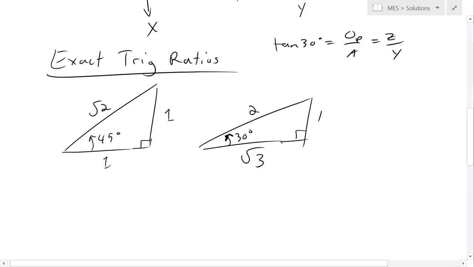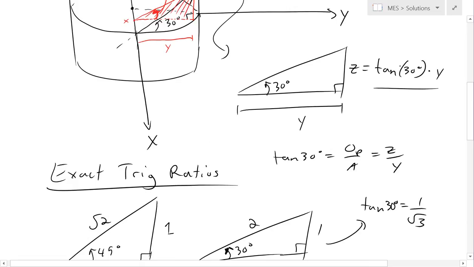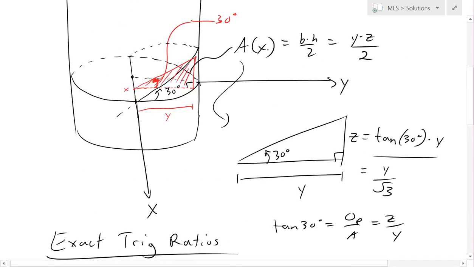Tan of 30 using the exact trig ratio. Here, tan 30 degrees equals opposite over adjacent, 1 over square root 3. So then this is going to be equal to y over square root 3. So our area is here. Now we can simplify it further, put the z inside, which is y over square root 3. So now we have y squared divided by 2 and divided by square root 3. So that's y squared. But now we need to write it in terms of x.